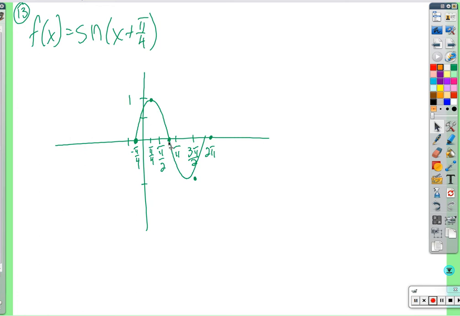3 pi over 4. How'd you do that? It's 3/4 of the way to pi. Also, it's pi minus pi over 4. We take this point. It started at pi and then moved to the left pi over 4, so we start at pi over 1 minus pi over 4. That's 4 pi over 4 minus 1 pi over 4. That's 3 pi over 4.